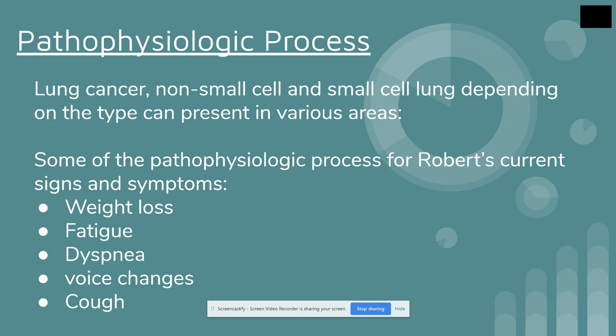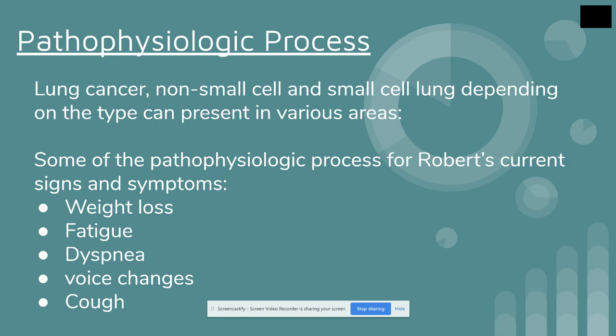Some of the pathological processes for Robert's current signs and symptoms: weight loss, fatigue, dyspnea, voice changes, and cough. Let's see why that might be happening. The weight loss could be a loss of appetite, along with the fatigue and some nausea. There are changes going on with cancer in the body, and some of this cancer releases proteins like cytokines, creating a toxic environment. There's an increased need for energy. You have changes in the organs, the disease is breaking them down, and alterations in hormone production. So there are lots of things contributing to that weight loss and fatigue.